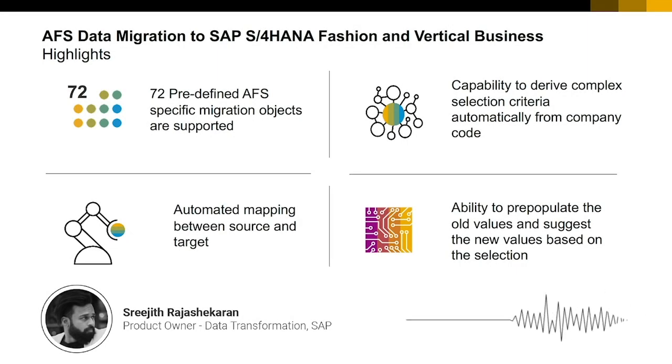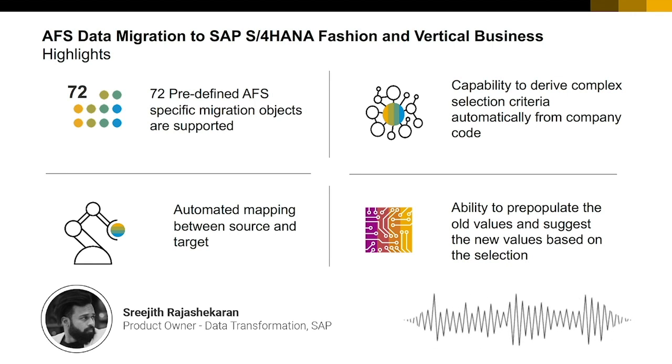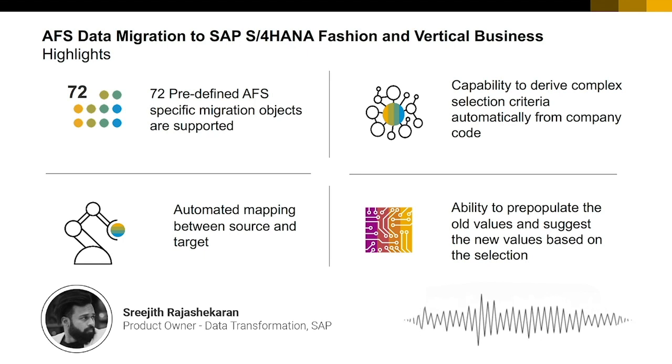Like I said, we have 70 plus objects as part of 1909, which covers the whole of manufacturing as well as wholesale domain of AFS. Capability to derive complex logic in selection criteria. Okay, I really have to emphasize this again.